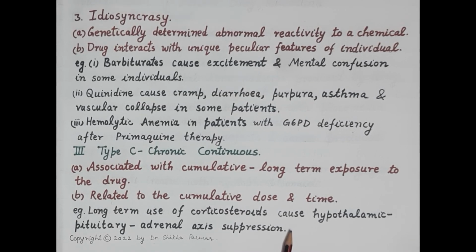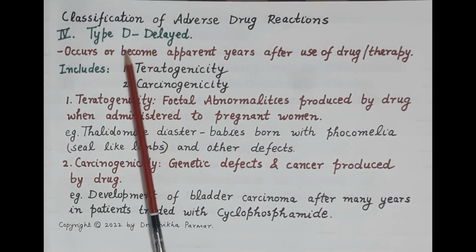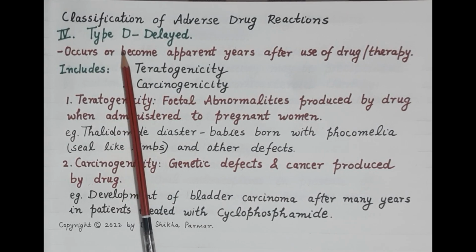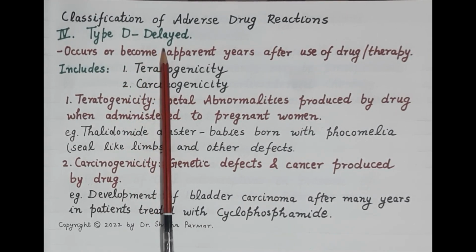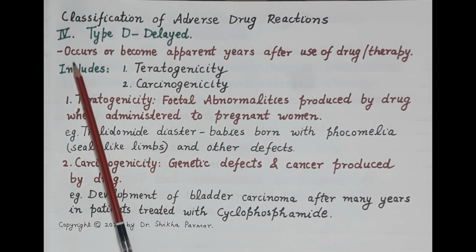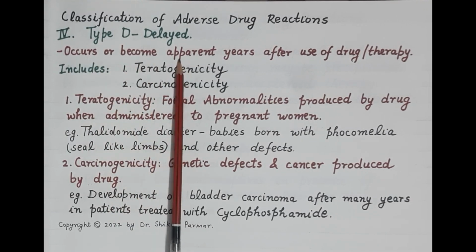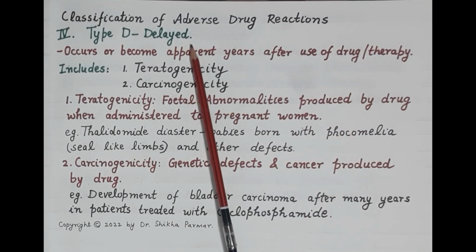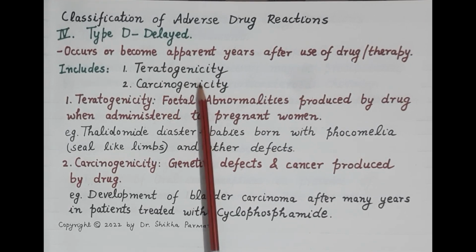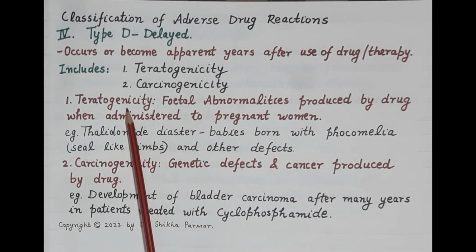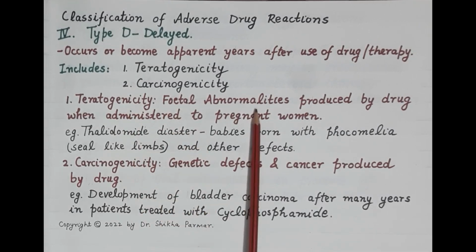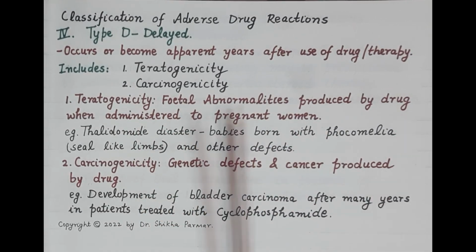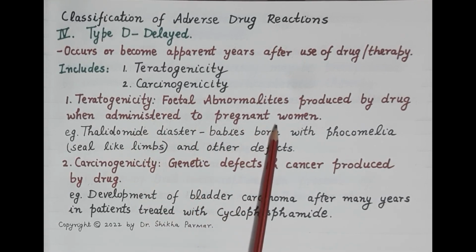Now let's talk about the type 4 adverse drug reactions, that is type D. Type D adverse drug reactions are the delayed adverse drug reactions. These are termed delayed because these adverse effects occur or become apparent years after the use of the drug or therapy. These delayed adverse drug reactions include teratogenicity and carcinogenicity. Teratogenicity refers to fetal abnormalities produced by a drug when it is administered to a pregnant woman.